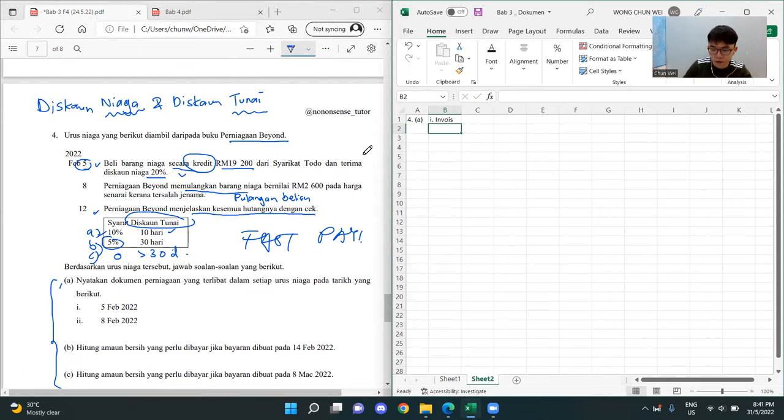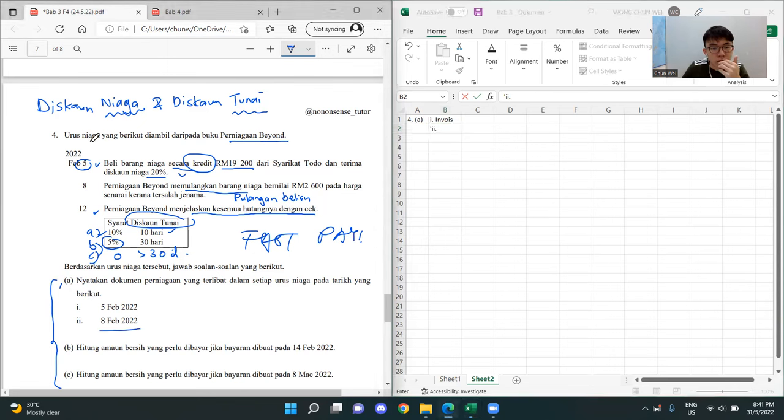All right. Okay, but now let me go to number 2 first. Number 2 on 8th. So look at this one. Perniagaan memulangkan barang bernilai 2,600 pada harga senarai kerana tersalah hantar. So when you see a pulangan, memulangkan, remember KP, kad pengenalan. But here in accounting it is not kad pengenalan. This K is for credit, and this P is for pulangan. So whenever you see a pulangan, it must be linked to a credit.